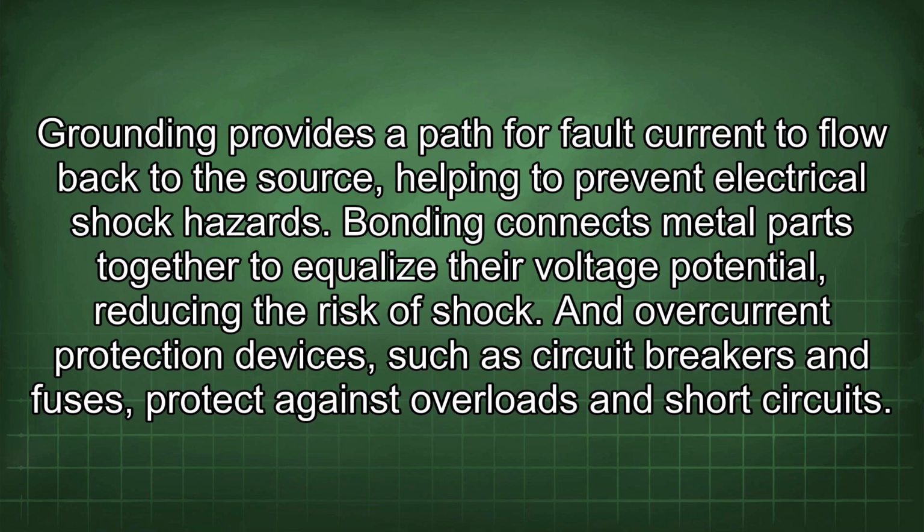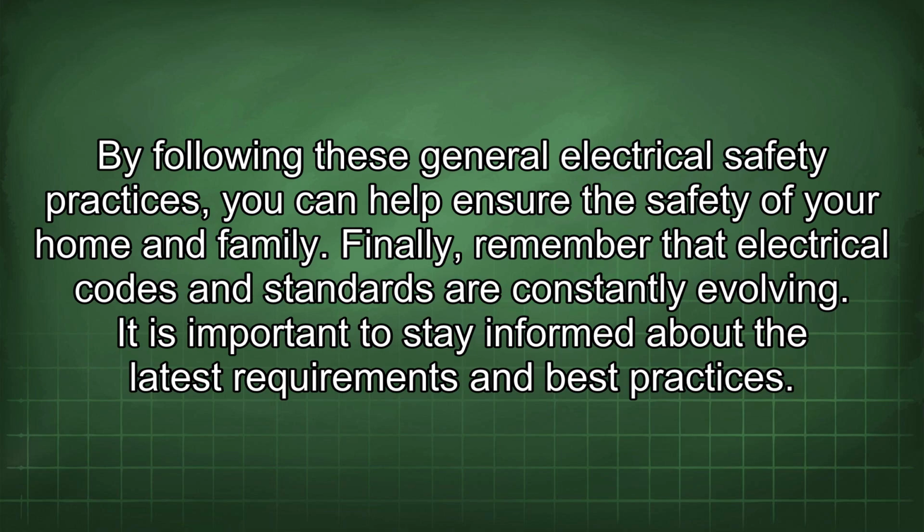Grounding provides a path for fault current to flow back to the source, helping to prevent electrical shock hazards. Bonding connects metal parts together to equalize their voltage potential, reducing the risk of shock. And overcurrent protection devices such as circuit breakers and fuses protect against overloads and short circuits. By following these general electrical safety practices, you can help ensure the safety of your home and family.